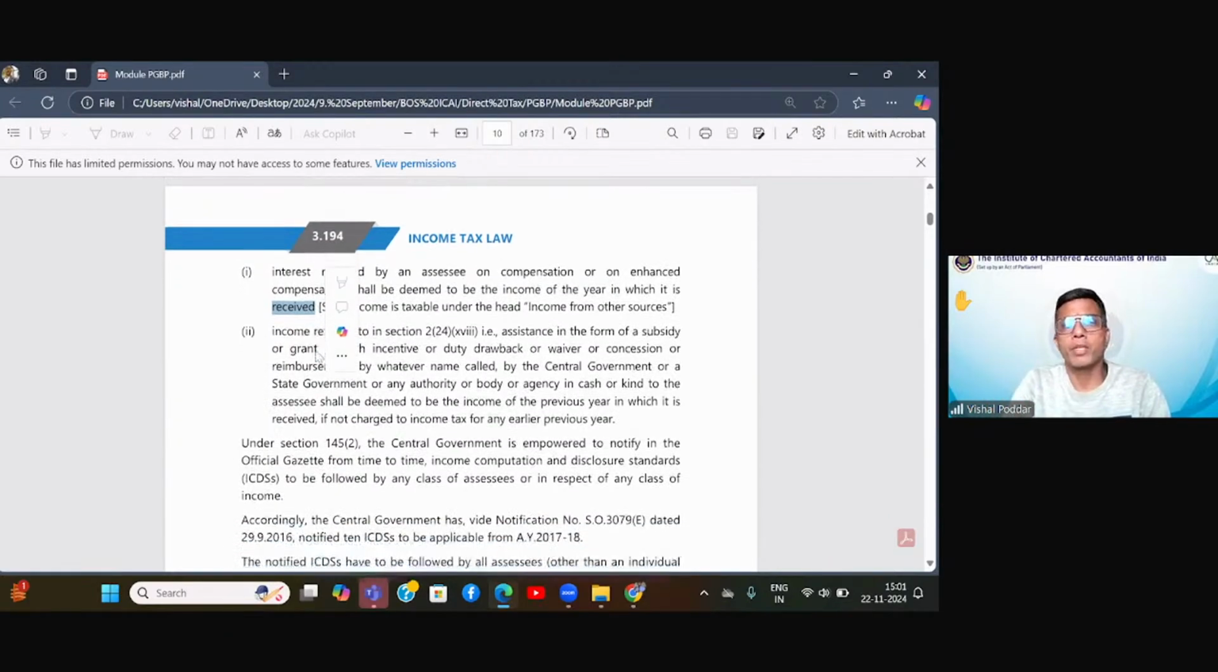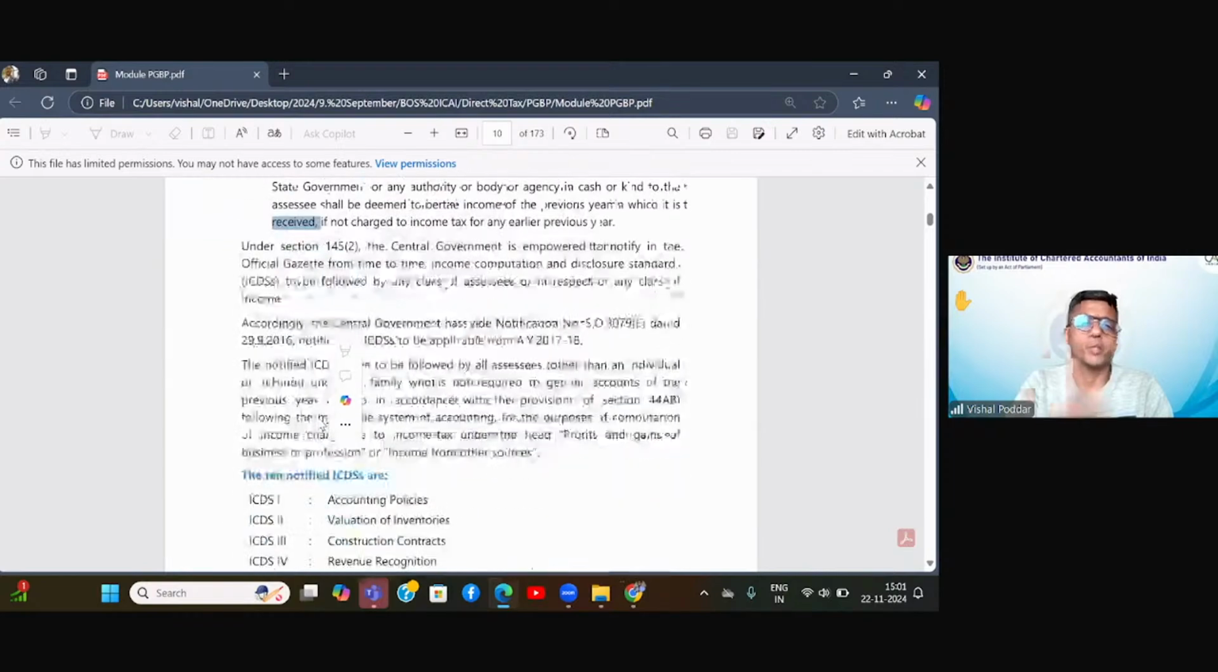The same rule is given for some other income, where you are given subsidy, grant, assistance, drawback, etc. by the government. Where the government is giving you any of these benefits, the income or these benefits are added to your PGBP, but it will be taxed in the year in which it is actually received. Many times you apply for a subsidy and it may take 2 or 3 years. That is not the deciding factor. It will be taxed in the year in which you actually receive the subsidy. So these are the two exceptions to the rule that you have an option.